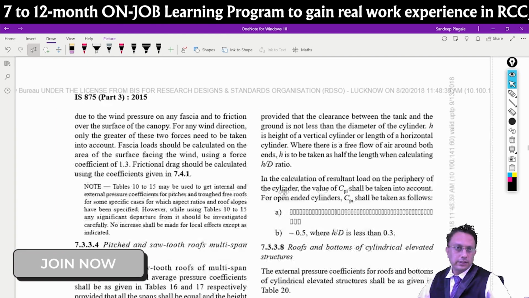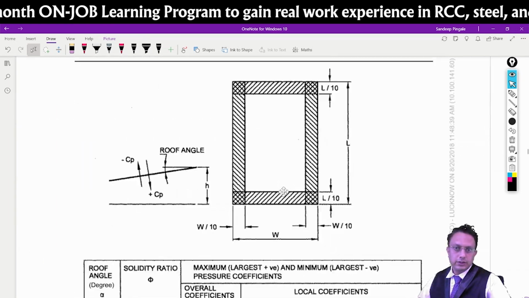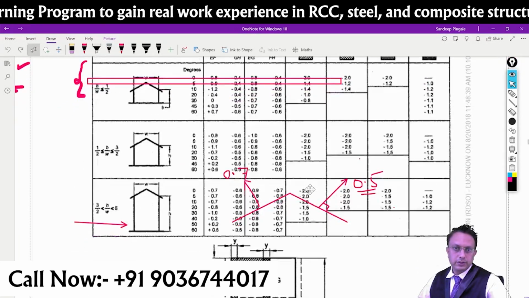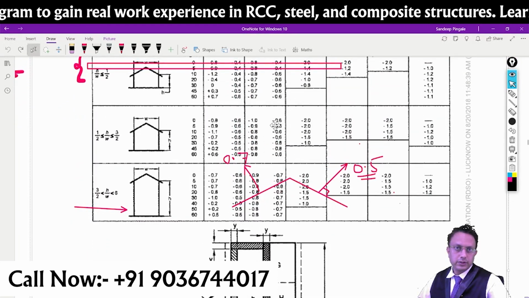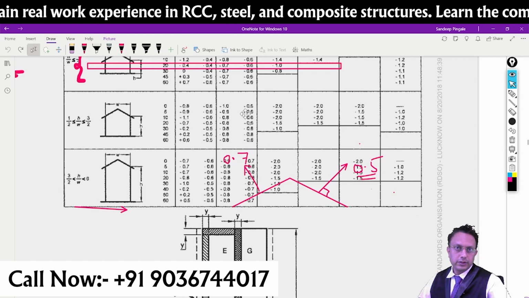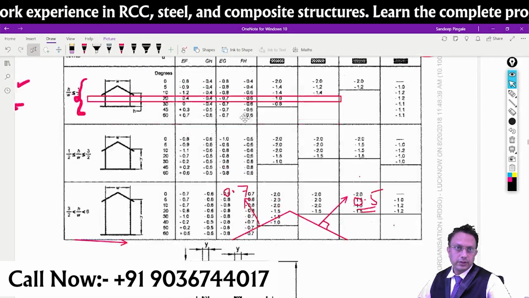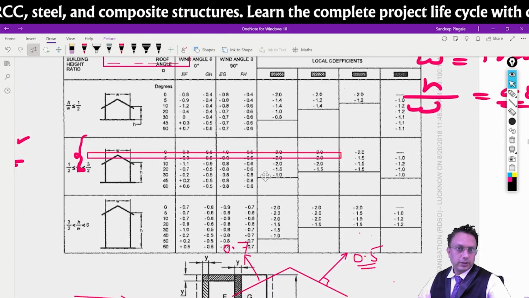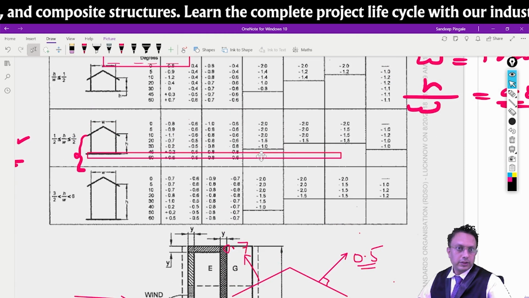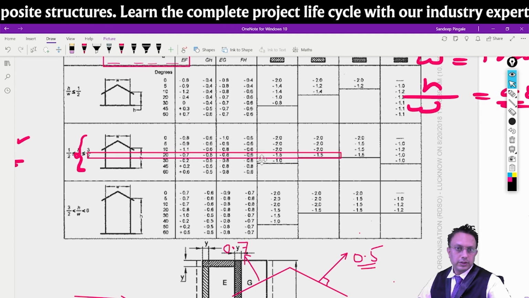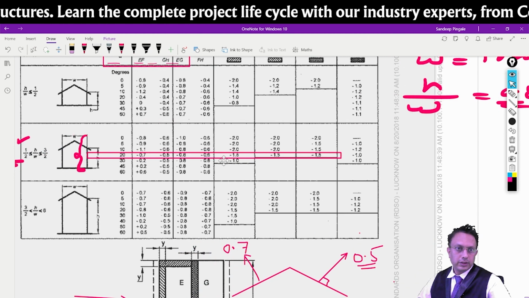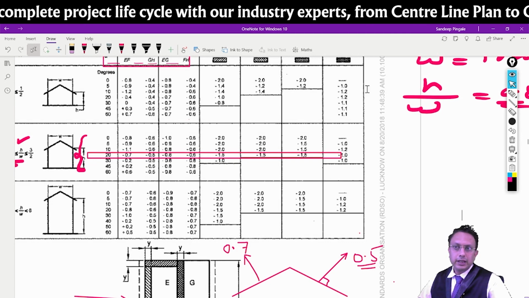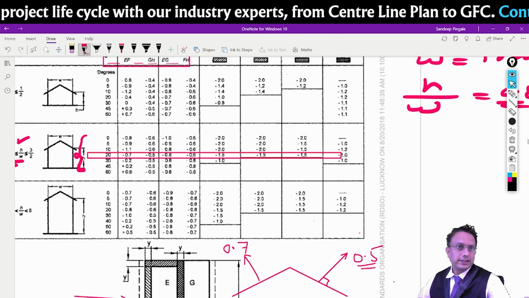Sorry. Oops. I'll take it in another color. I think that's better.